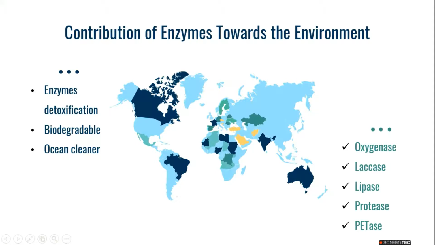As mentioned previously, enzymes save the environment from pollution, acting as detoxification and biodegradable agents, and also as an ocean cleaner. So first, let us look at oxygenase, which belongs to the oxidoreductase family. This enzyme can degrade halogenated organic compounds that result from the use of pesticides or herbicides. Laccase, which works in a similar way, is also used as a bioremediation agent to clean up herbicides. This enzyme can also be designed as a biosensor that can detect toxic phenolic compounds, such as catechol.